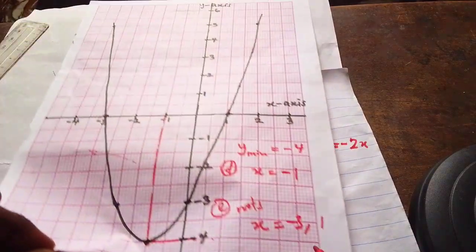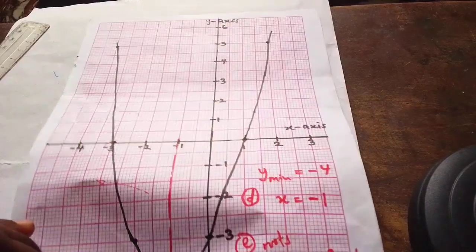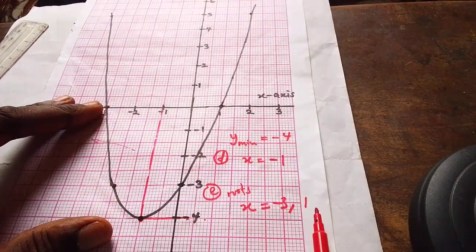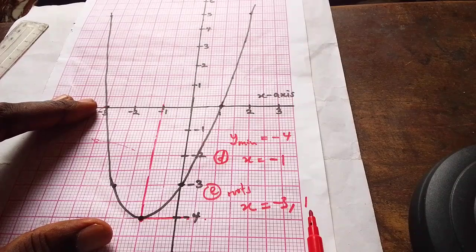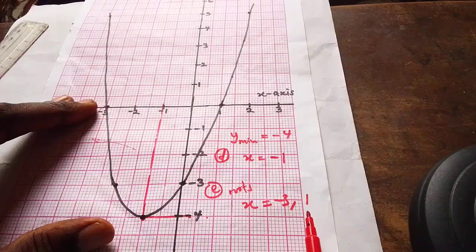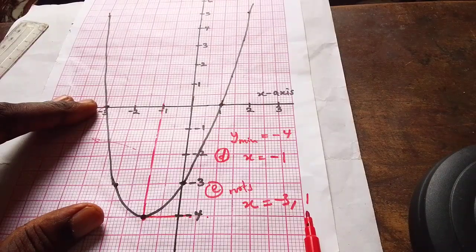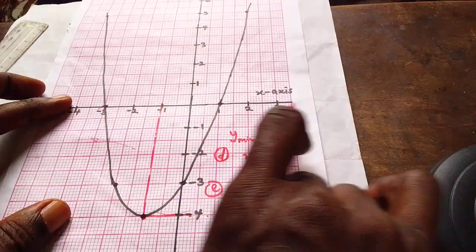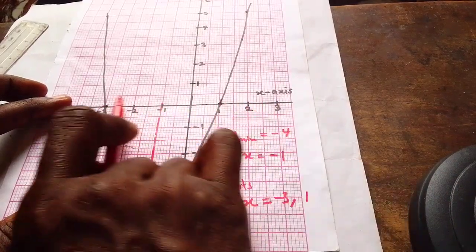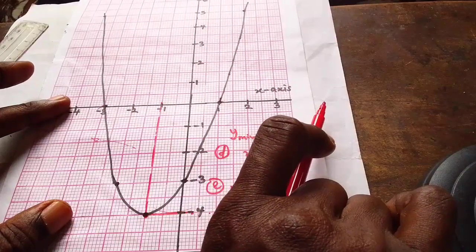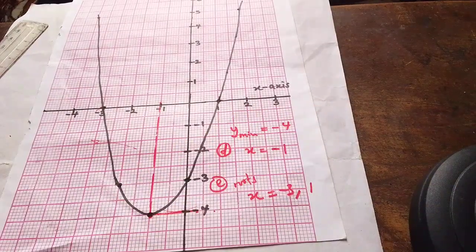So you can see that when we draw the graph, we got the same answer as the roots of this equation. So the alternative way of solving a quadratic equation is by using the graph. After drawing the graph, just check where the graph cuts the x-axis. That will be the solution of the equation.